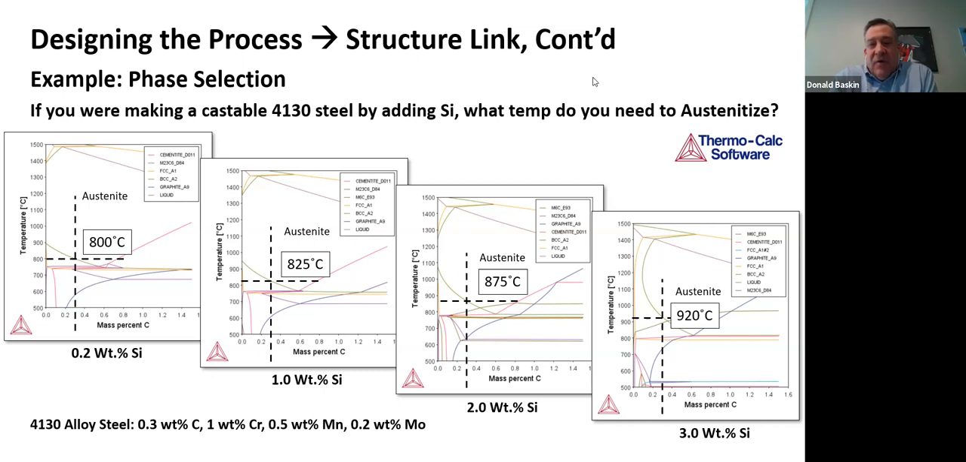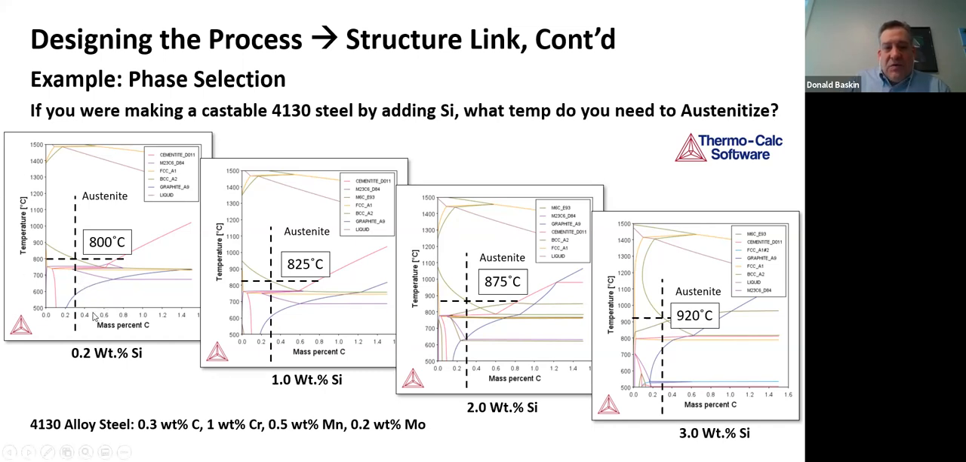But I don't know what that does to the solution treating temperature of the material. I don't know what it does to the austenite. I don't know how austenite is going to form. So what I did here is I did a little experiment in Thermo-Calc just to show you how this works. And I created these four phase diagrams. And these are phase diagrams for a steel system, for 4130 steel system. And the percent carbon is shown on the bottom axis and the temperature is on the vertical axis. And for this particular material, I'm fixing the carbon content at about 0.3 mass percent right here where this black dotted line is.